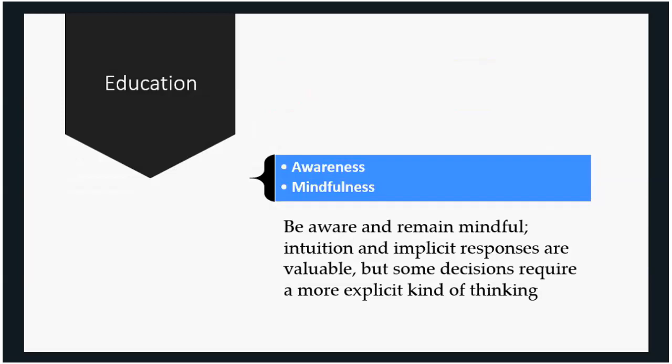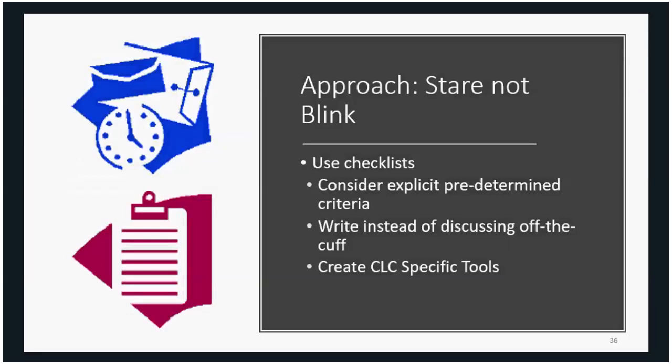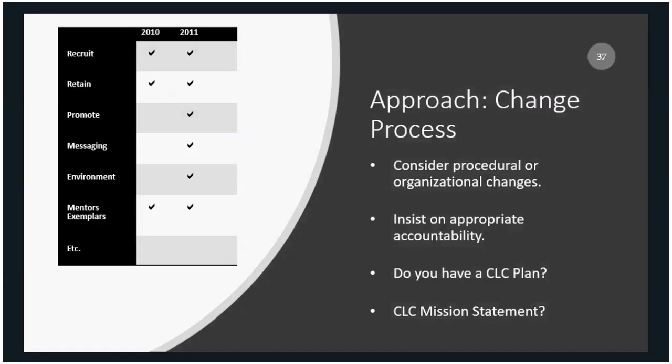And exposure is about building your awareness and mindfulness of your implicit biases. It's again that higher level processing, reducing cognitive loads, slowing down the pace by which you make decisions so you're not making a decision that adversely impacts a certain population. This can help by developing checklists and certain policies and procedural organizational changes. It also is about micro messaging. So ensuring that the types of messaging and communication you're putting out to the community is respectful of the diversity and the beauty of differences that are present in those communities.